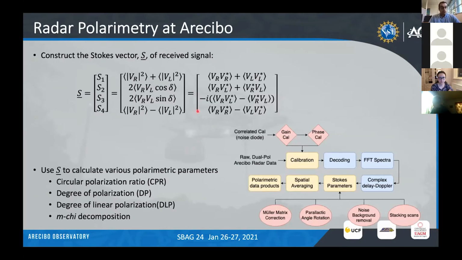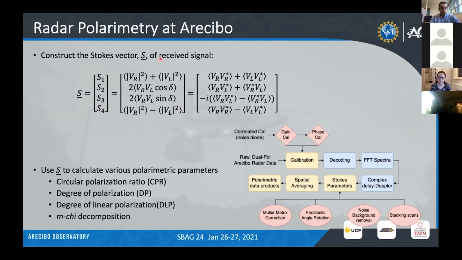So in order to measure the polarization state of our radar echoes, we have to construct the Stokes vector from the received signal. Here the Stokes vector is a 4-element vector with parameters labeled from 1 to 4, and we can construct those based on the complex voltages measured in both the right and left circularly polarized receiver channels. On the bottom right here, I'm just showing a block diagram that outlines how these measurements are calibrated and then processed to derive images of Stokes parameters, and then ultimately polarimetric parameters that I'll describe over here in a bit more detail.